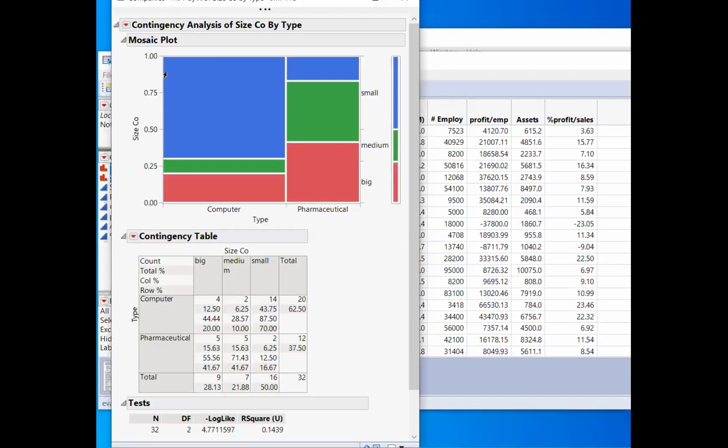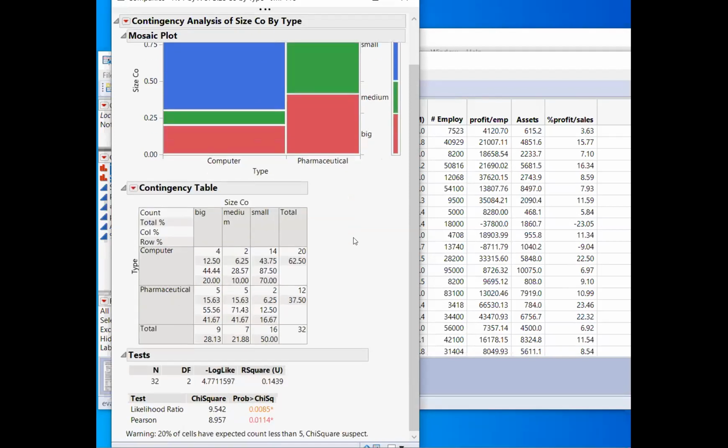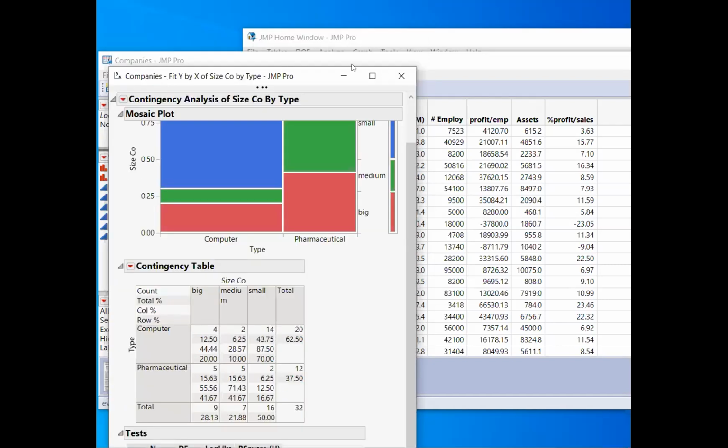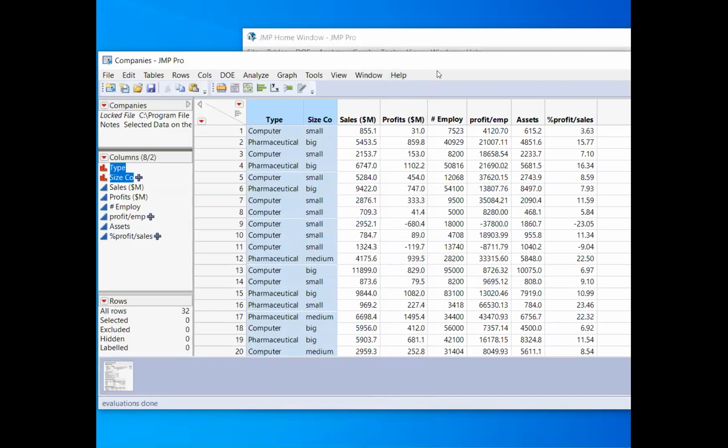Let's see the results. We have Mosaic plot. We have contingency table. And how many times have we gone over these? So we have Pearson chi-square test. We have a p-value associated to it. And from there, you can calculate the Cramer's V. What else can we do?